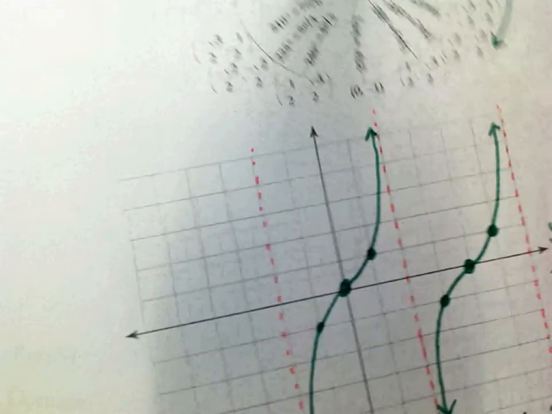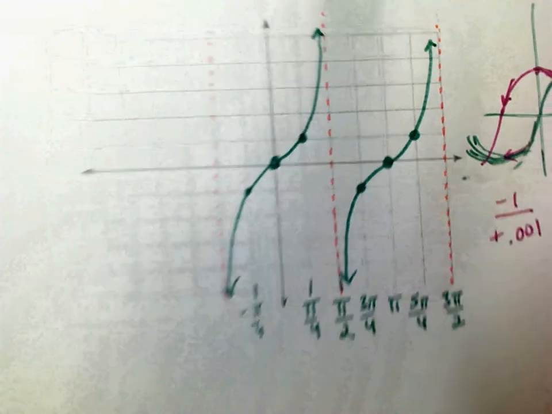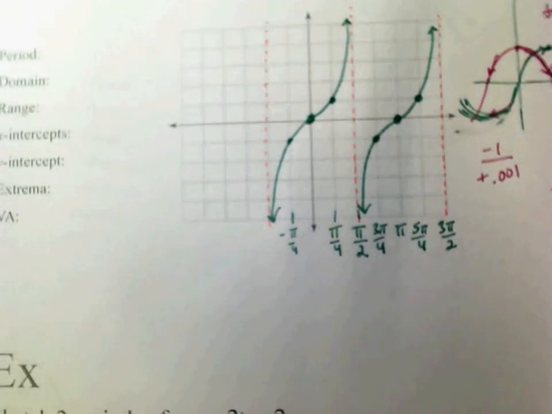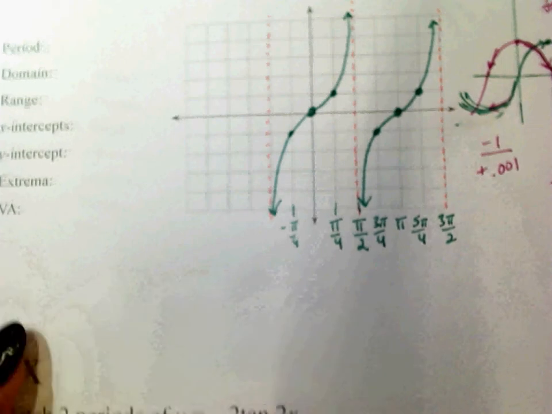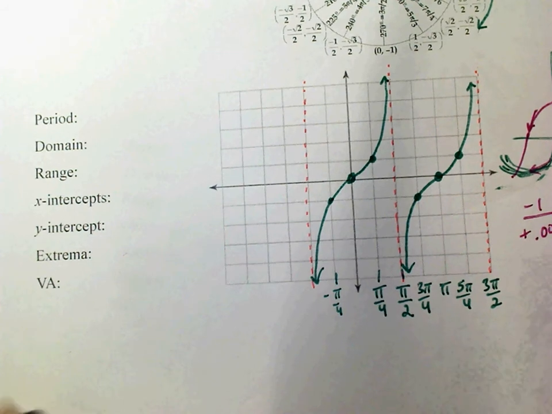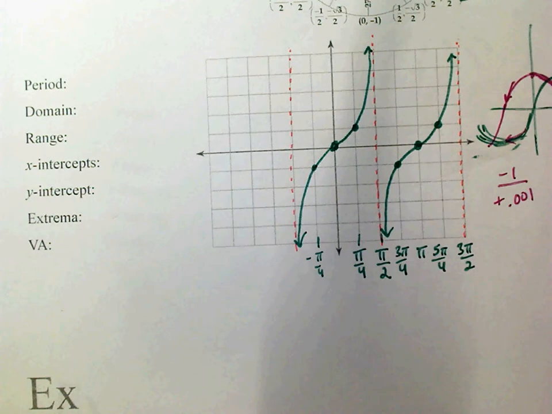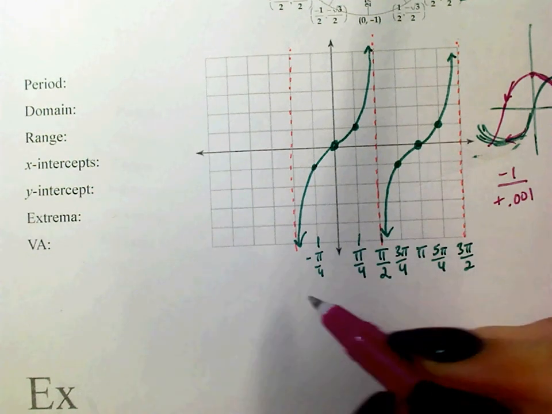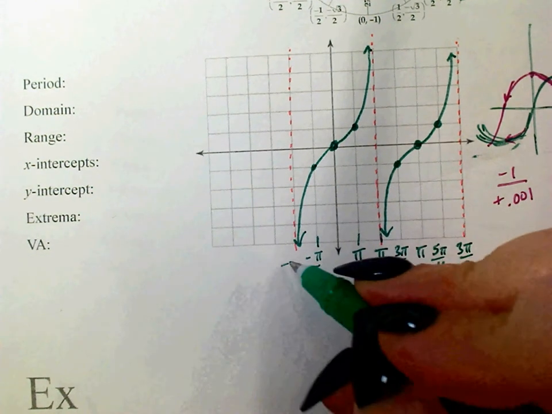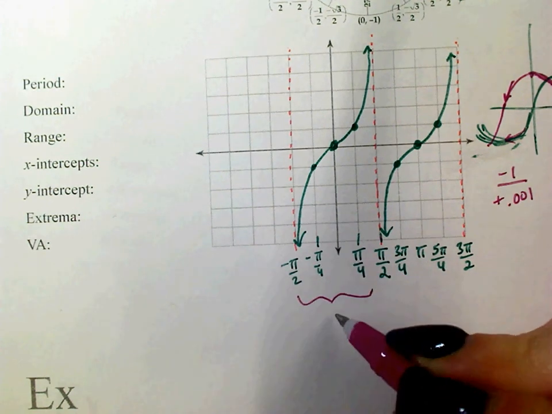Let's talk period. What is the period of that wave? What does period mean? How long it takes to complete one wave? All right. How long does it take to complete one wave? It is pi. You go to the left pi over 2 and to the right pi over 2. So on either side of it, if you add that together, you get a length of pi. So the period is pi.